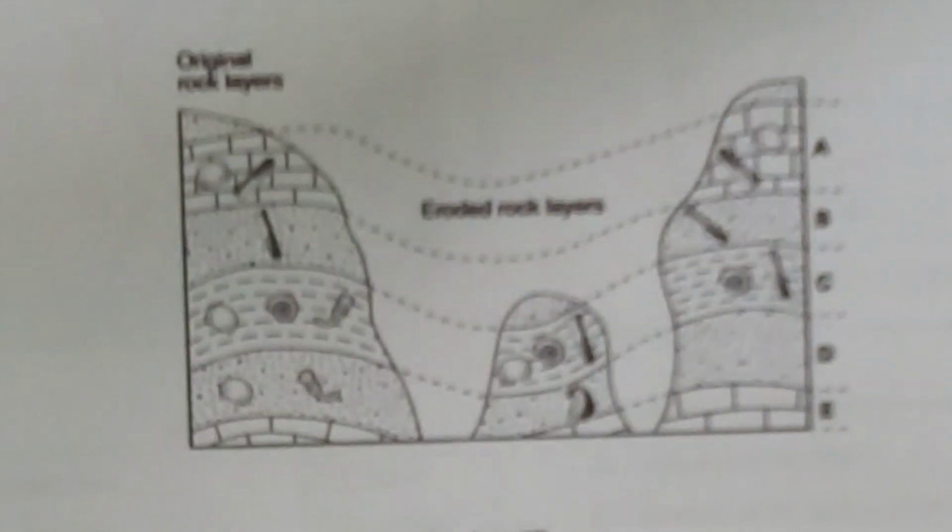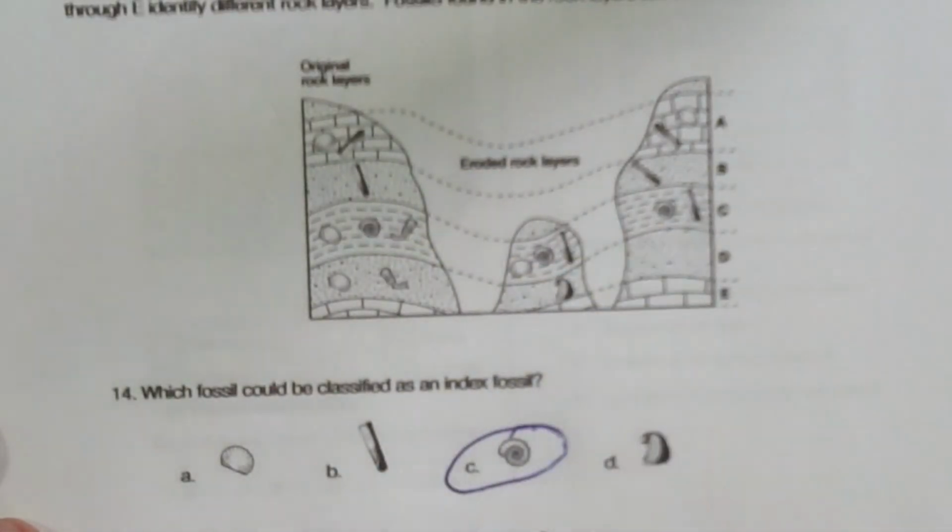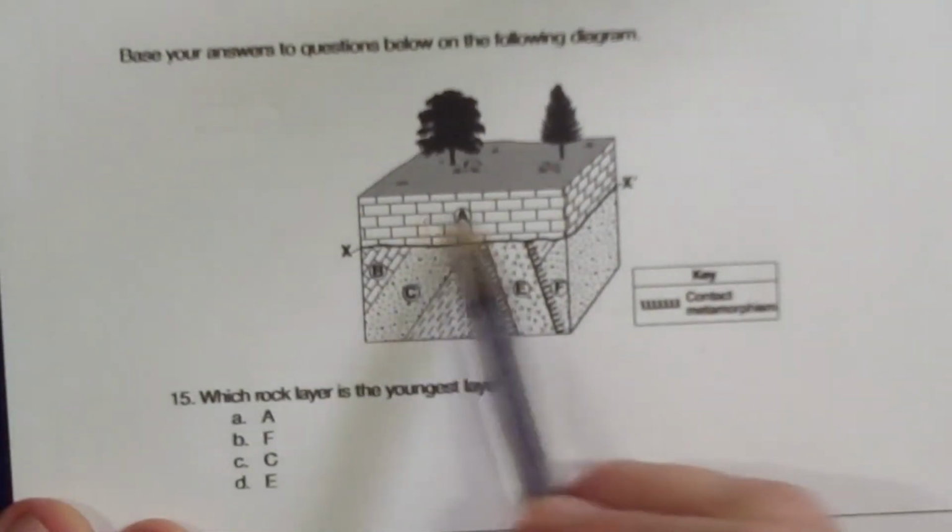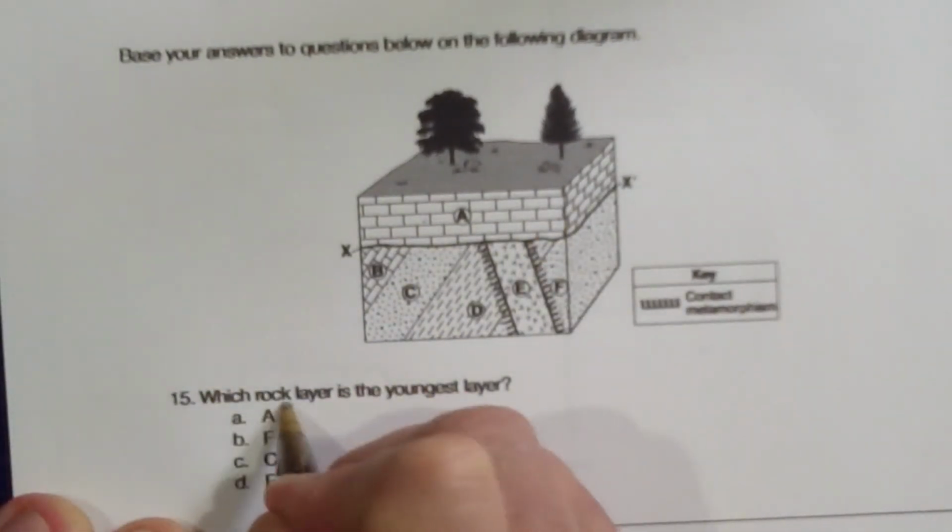To be a good index fossil, you want to be found in both locations in a very particular period of time, a particular rock layer. And taking a look at the different fossils we have through here, one fossil is found in all three locations, but only in one particular rock layer, and that's fossil letter C, found here, here, and here. Which rock layer is the youngest? It would be the one at the top, letter A.